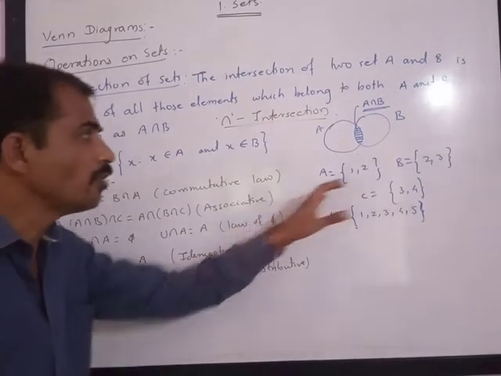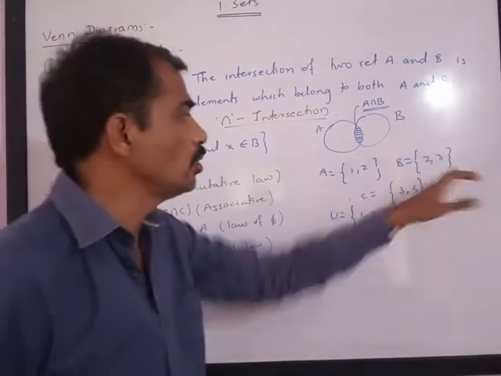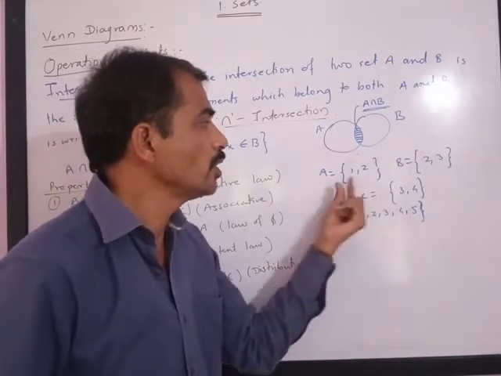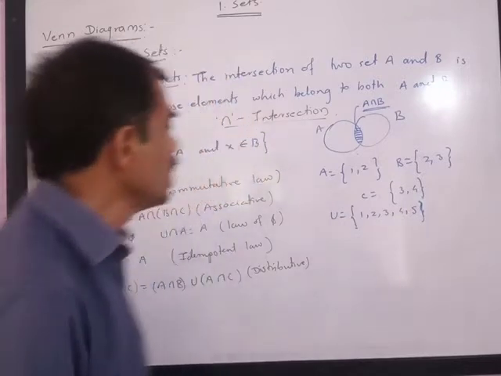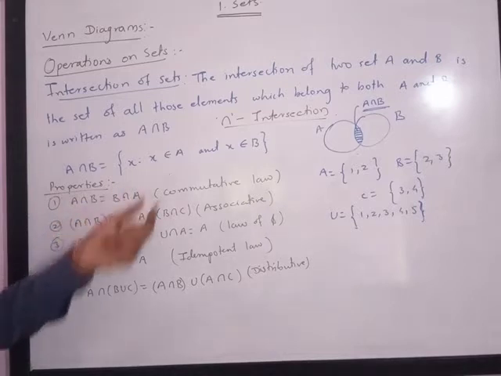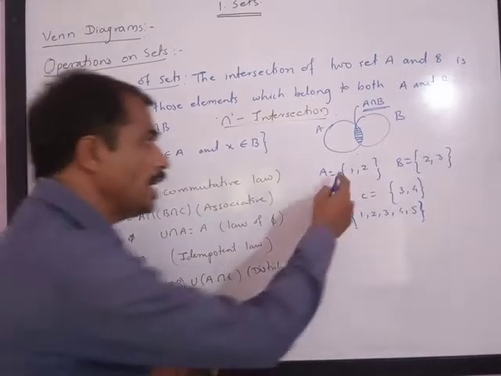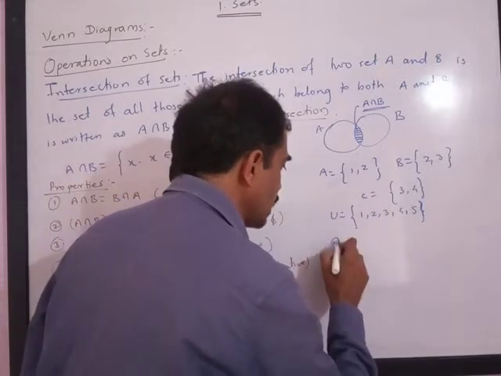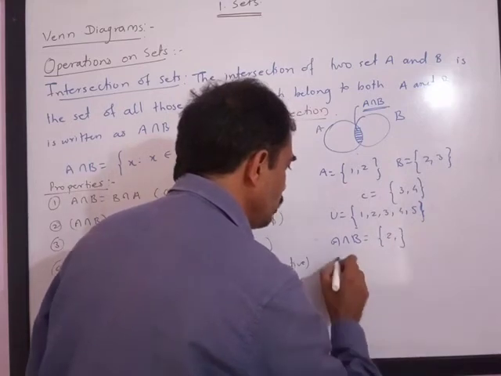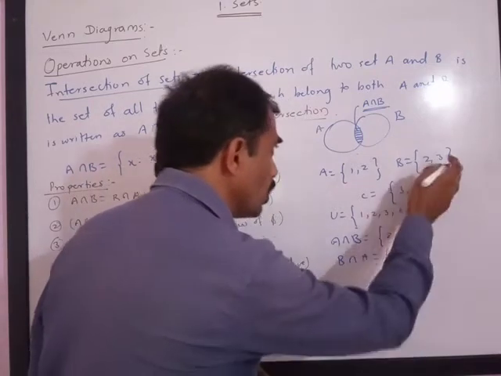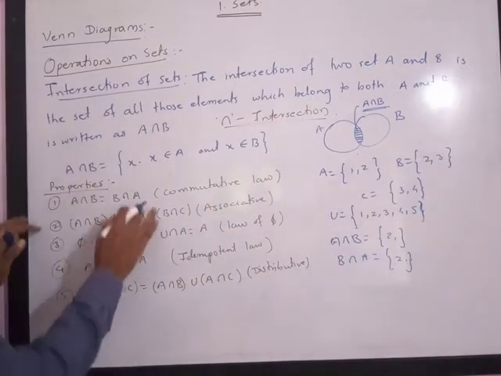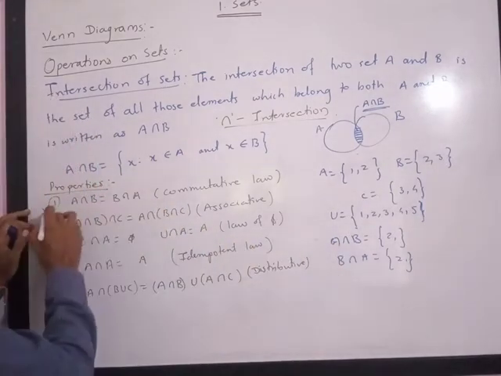Next, with the help of these examples, let A be the set of 1, 2, B the set of 2, 3, C the set of 3, 4. I have taken easy sets, and the universal set is {1, 2, 3, 4, 5}, so you will understand all these are subsets of the universal set. Now let us verify the properties of intersection of sets. First, A ∩ B is equal to B ∩ A. A ∩ B is the set of common elements, which is {2}, and B ∩ A is also {2}. So A ∩ B and B ∩ A are equal. The first property is verified.